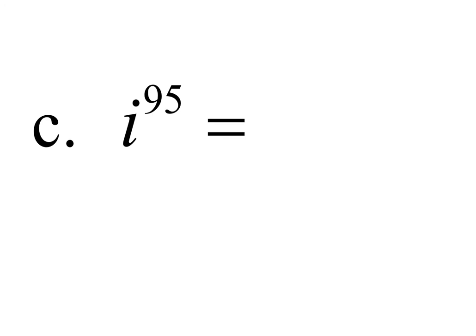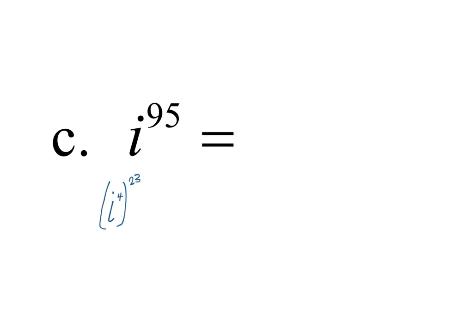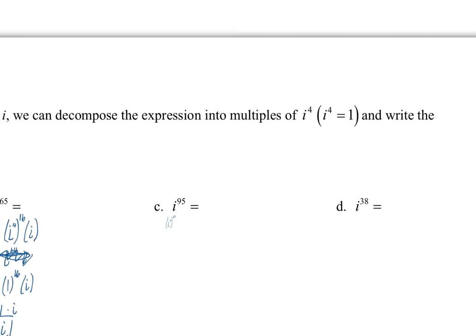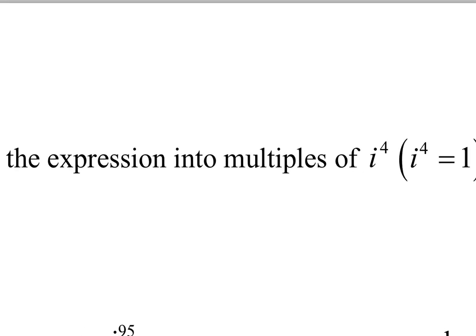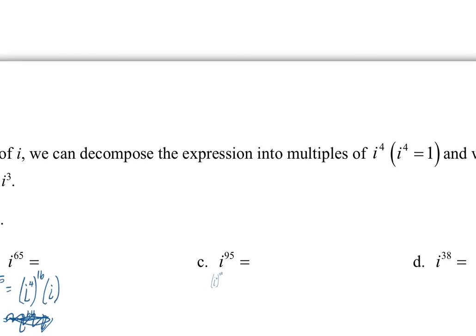Yes, it does, 23 times. So I could rewrite i to the 95th as i to the 4th to the 23rd power. Because, I mean, the directions say rewrite the expression as multiples of i to the 4th. And that's what I'm doing.